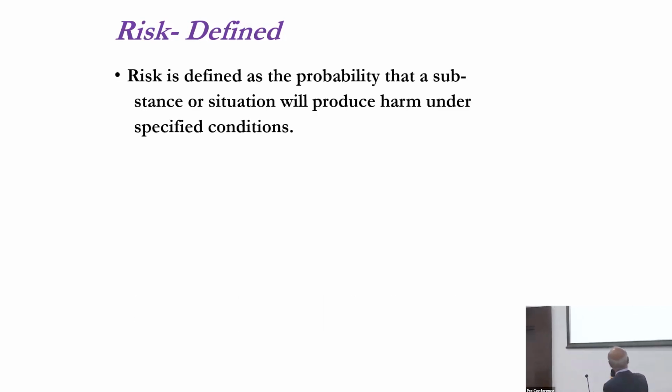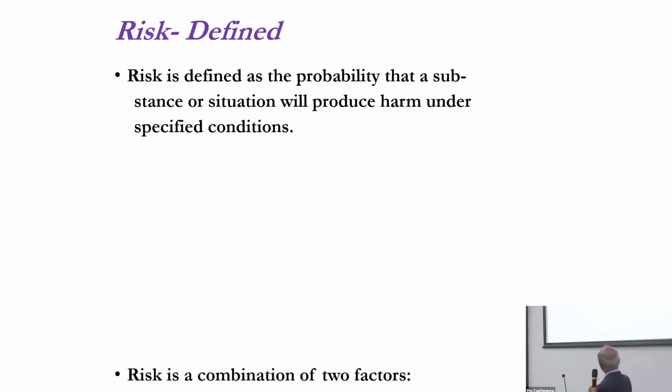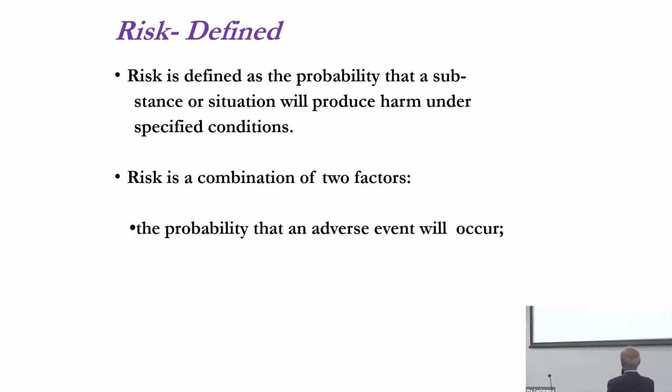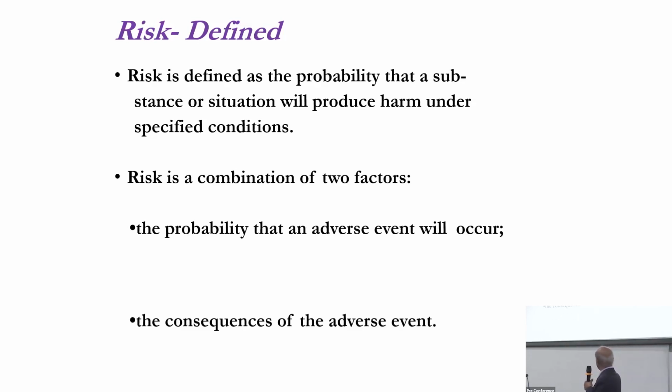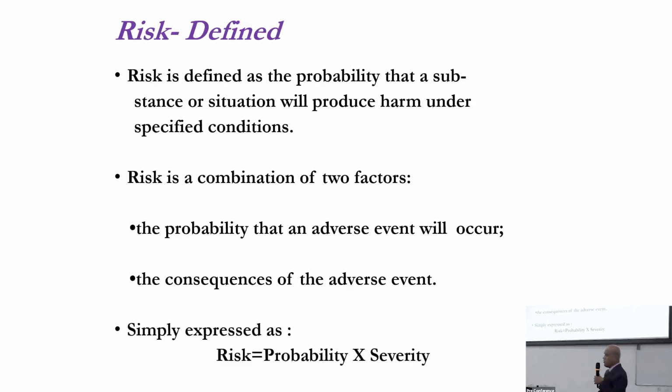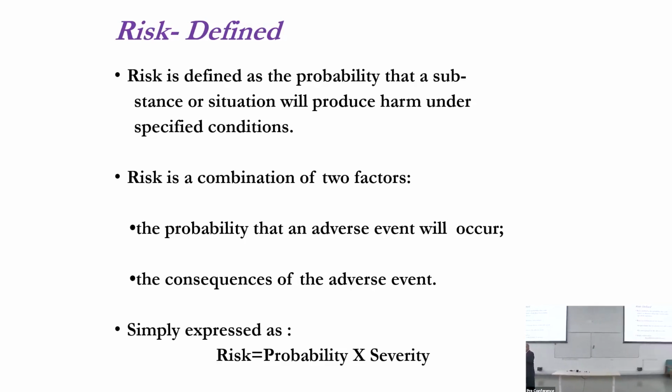Risk is defined as the probability that a substance or situation will produce harm under specific conditions. Risk is a combination of the two factors I mentioned: the probability that an adverse event will occur, which is the main thing, and the consequence of that adverse event. That is why risk is defined as probability times severity. This is the expressed form of risk. We are trying to look at only risk, not only at the harm.